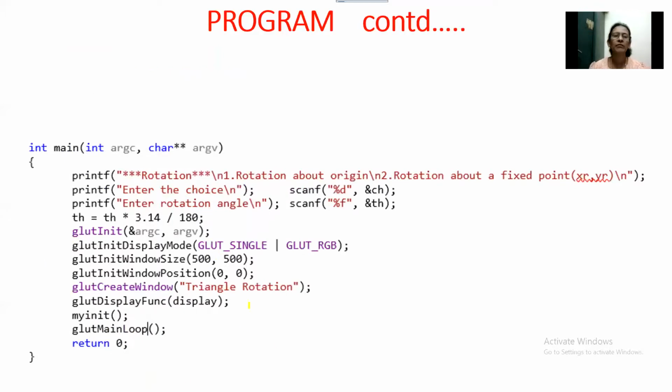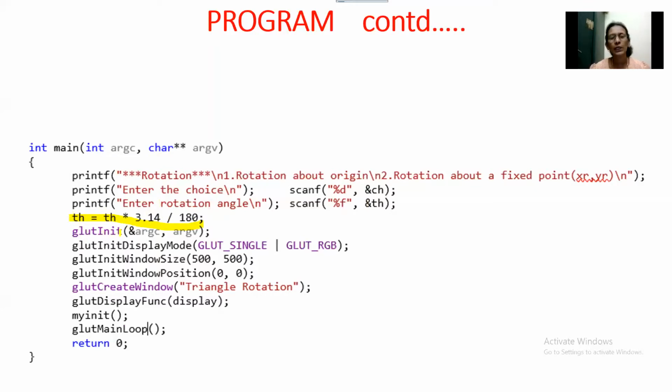Now coming to the main function. The printf gives you the choices: 1 for rotation about origin, 2 for rotation about a fixed point. Next, it asks for the choice, which is read in the variable ch. It asks for the rotation angle, which is read in the variable th. Of course, here the user will be entering degrees, so whatever is entered in degrees is converted into radians here. 3.14 is pi, so multiplying by pi by 180 will give you the angle in radians.